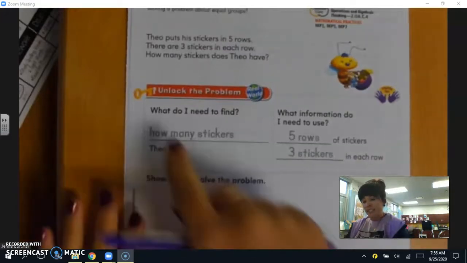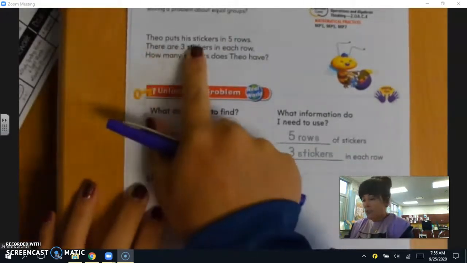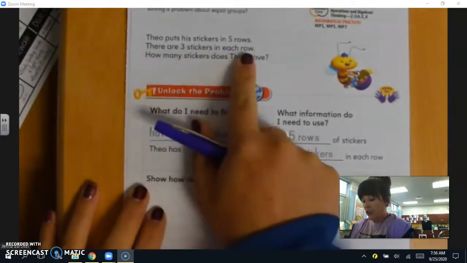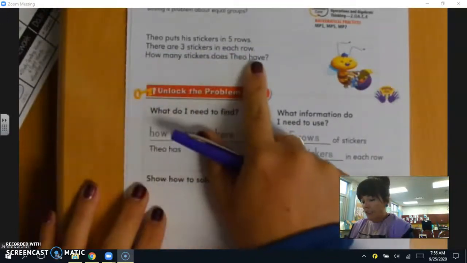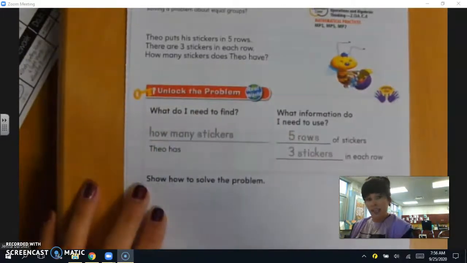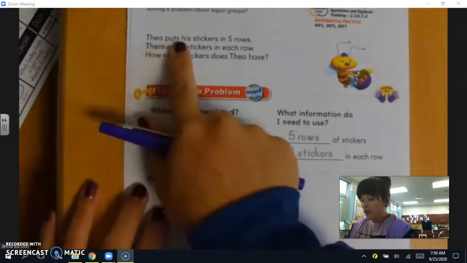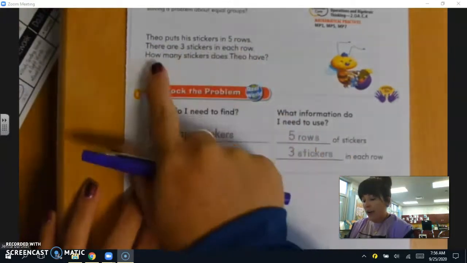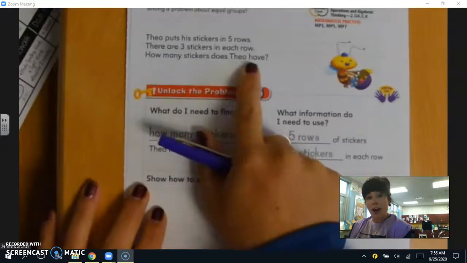Okay, so it says up here, Theo puts his stickers in 5 rows. There are 3 stickers in each row. How many stickers does Theo have? All right, let's read that again. Theo puts his stickers in 5 rows. There are 3 stickers in each row. How many stickers does Theo have?